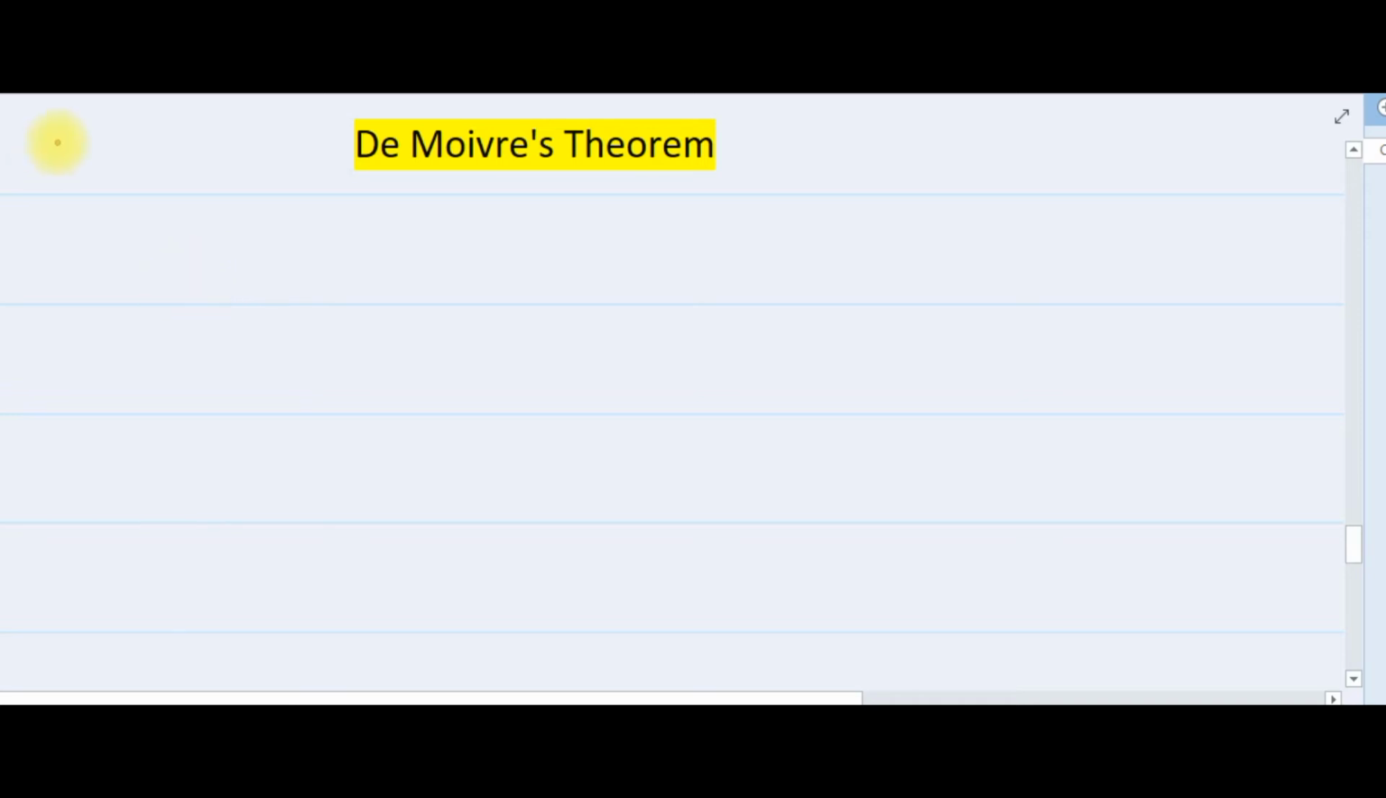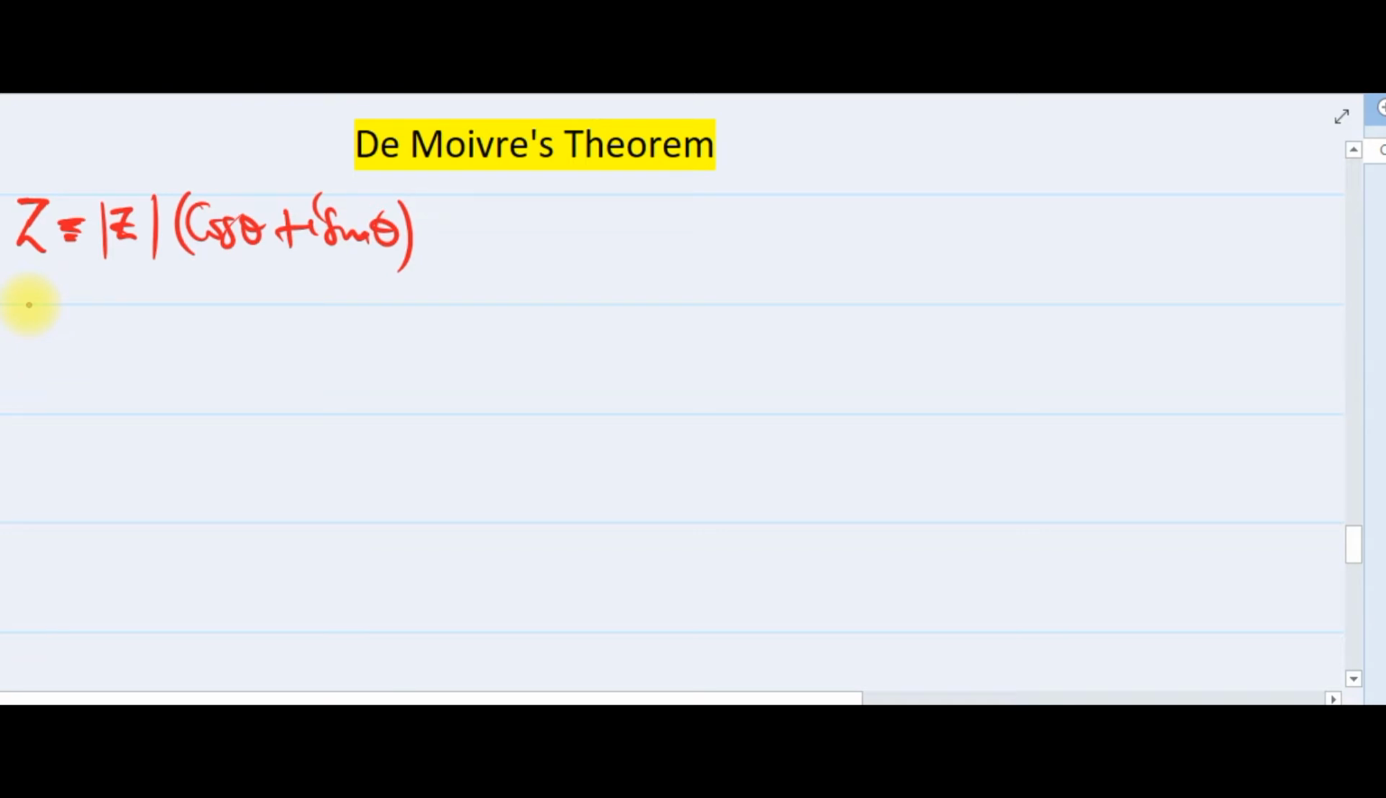So we're on de Moivre's theorem. It's named after Abraham de Moivre, a Frenchman. We use it to find the power of a complex number. So it's very, very important. Let's use an example. If you have a complex number z in polar form, which is r (cos theta plus i sine theta).